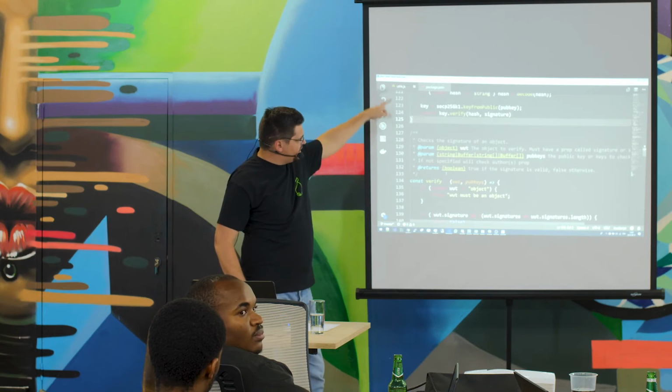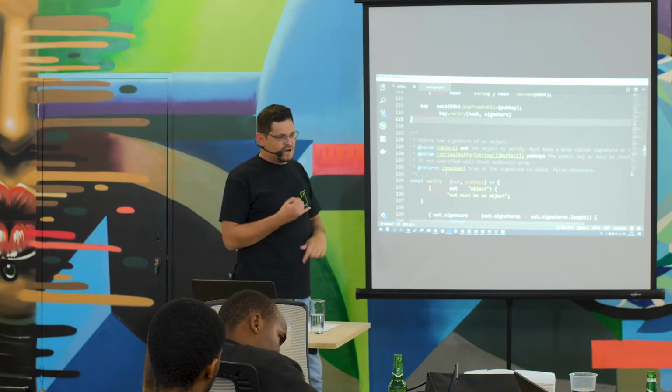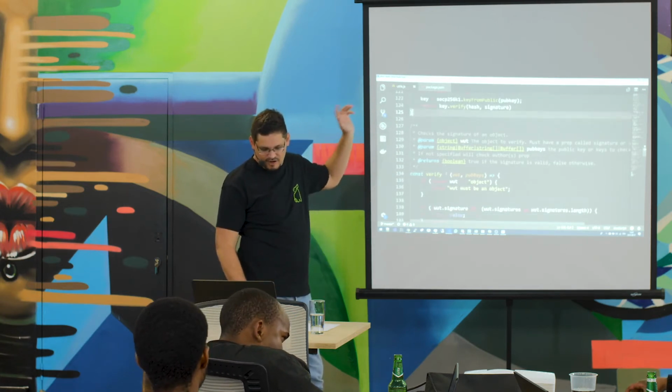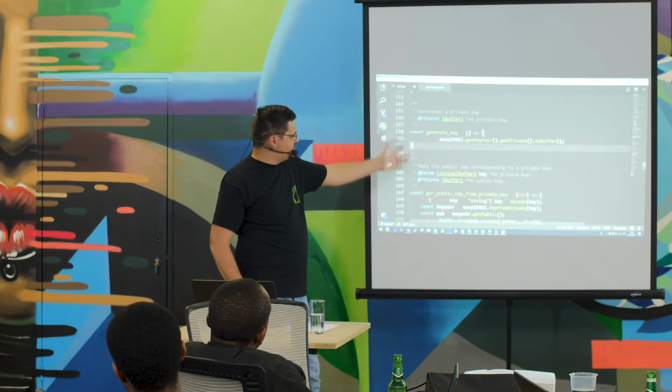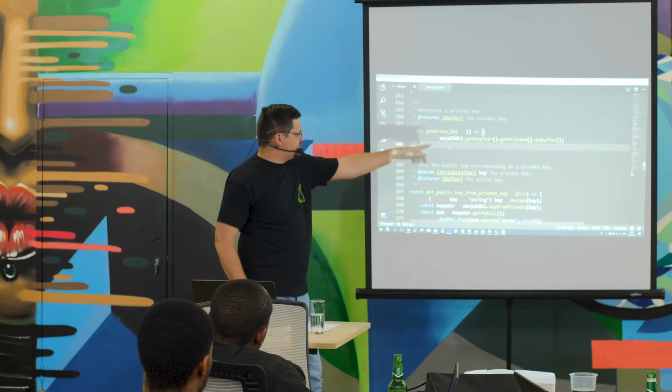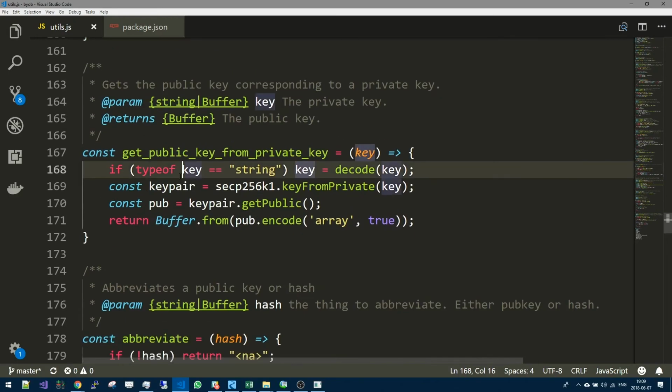So those are the really important ones. We've got our sign, we've got our verify, we've got our hash. This is our cryptographic groundwork. Then we've got some other stuff. Generate key. It basically generates a key pair. We've got a function to get a public key from a private key.